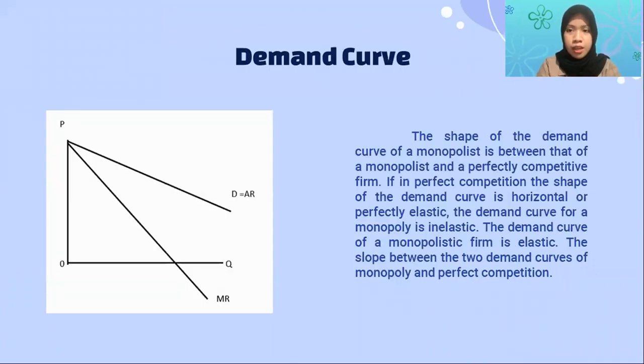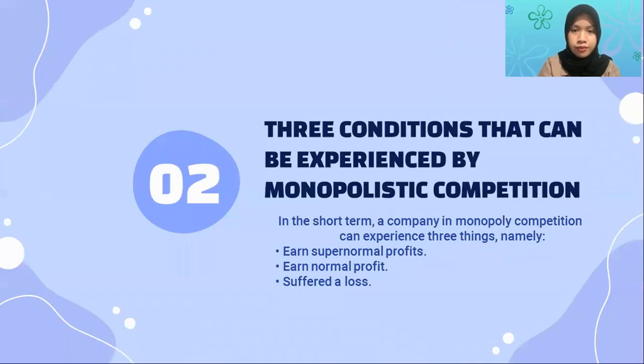Demand curve. The shape of the demand curve of a monopolistic firm is between that of a monopolist and a perfectly competitive firm. In perfect competition, the shape of the demand curve is horizontal or perfectly elastic. The demand curve for a monopoly is inelastic. The demand curve of a monopolistic competitive firm is elastic, with a slope between the two demand curves of monopoly and perfect competition.